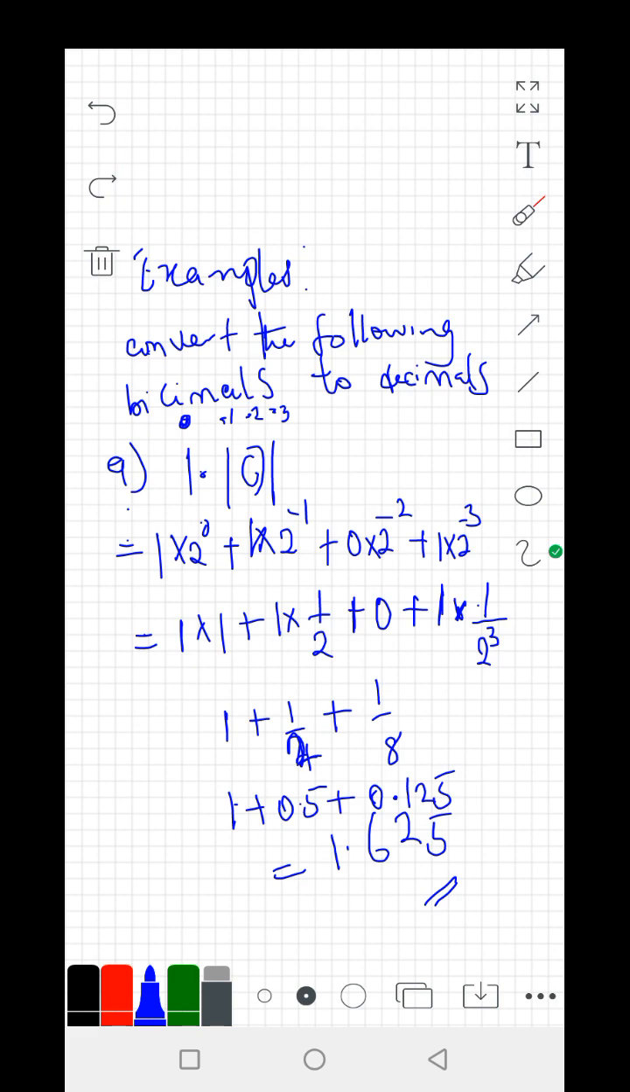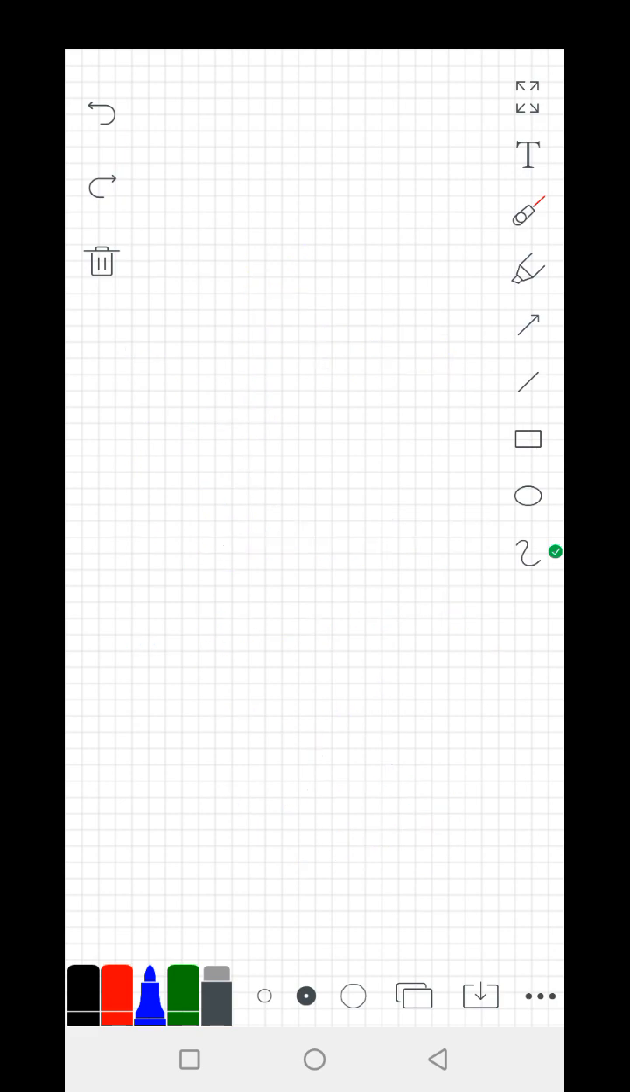Base 10 fractions or decimals are based on negative powers of 10. Let's take another example so that we really understand what we are doing.